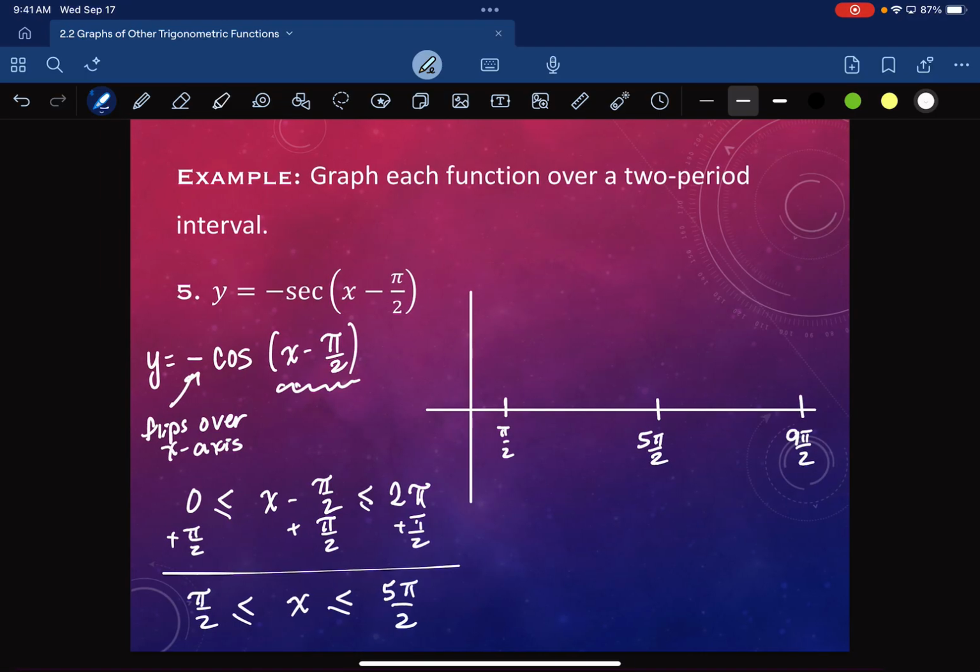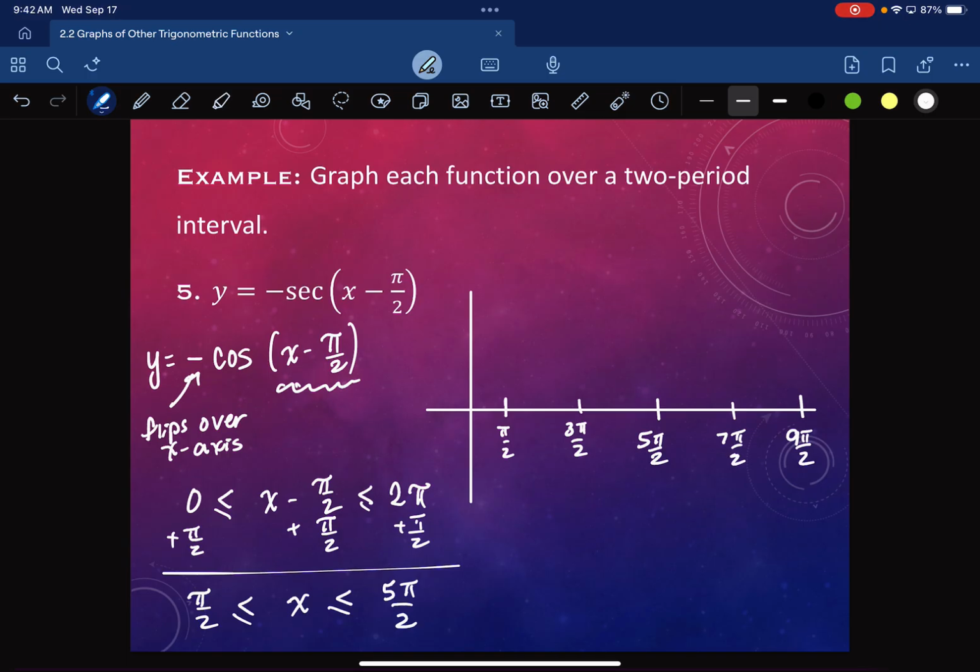Okay, is that okay for everybody? Okay, great. And we're going to cut them in half. So what's halfway between pi over 2 and 5 pi over 2? 3 pi over 2. Notice the patterns. When they're there, they're helpful. And what's halfway between 5 pi over 2 and 9? That would be 7. Good job.